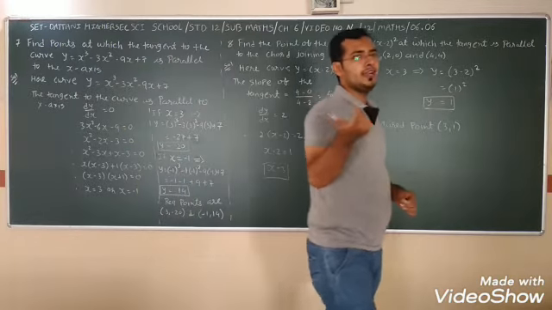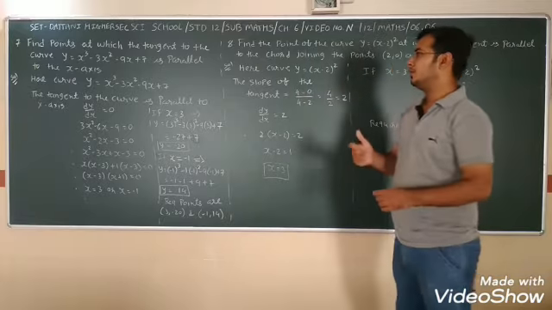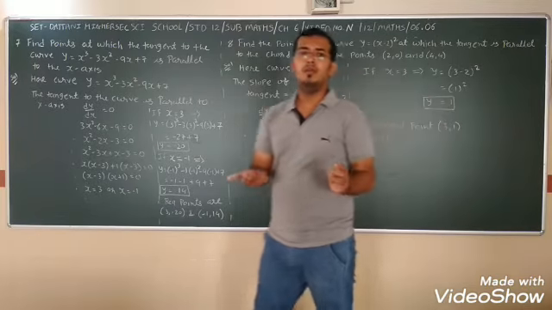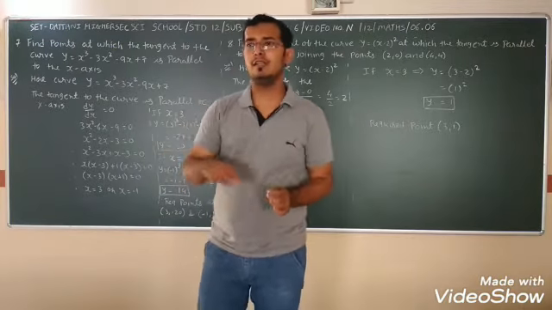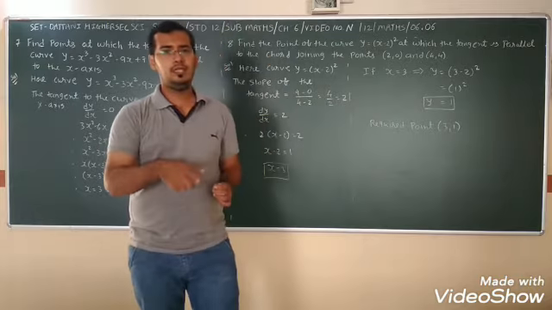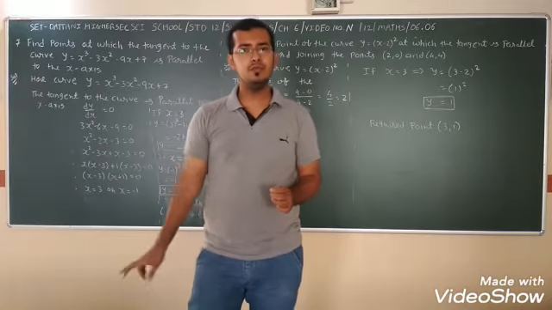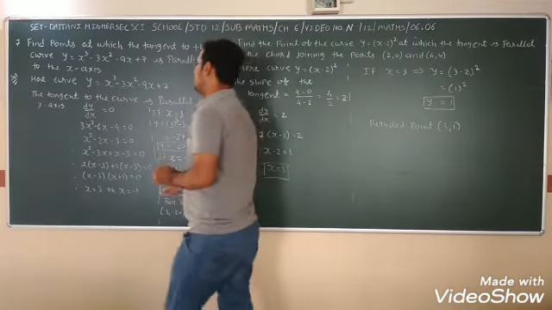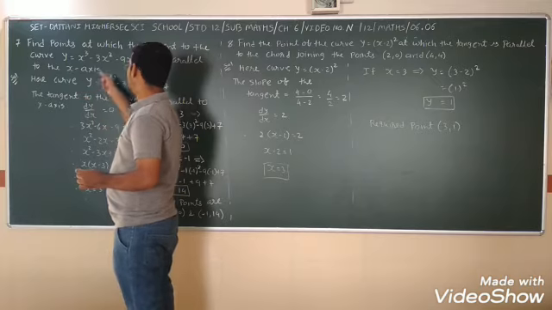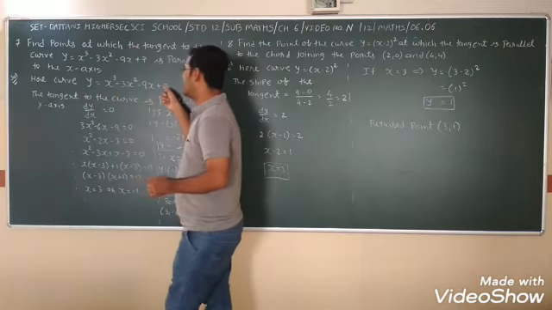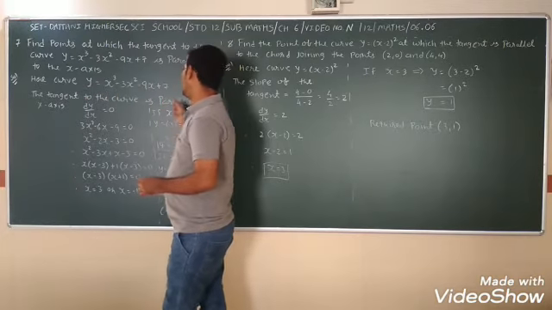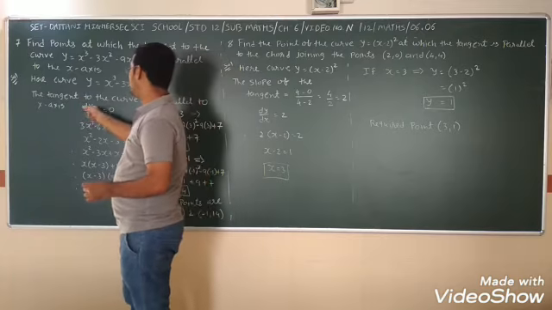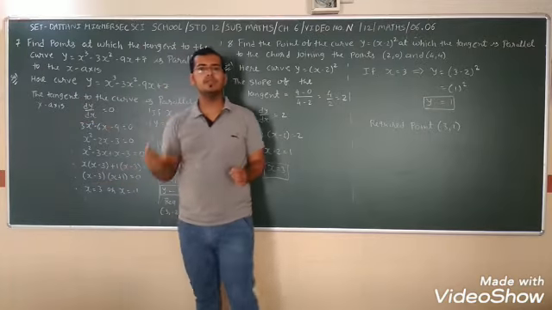So if it is parallel to the x-axis, then what is the slope? We already learned this in theory. It means the slope is equal to 0. So the curve is y equals x cube minus 3x square minus 9x plus 7. The tangent to the curve is parallel to the x-axis, which means dy by dx is equal to 0.